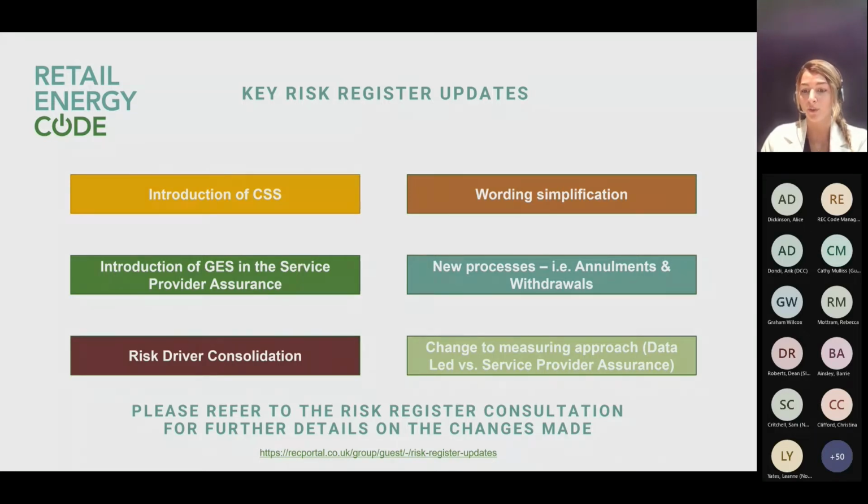There are also some new processes that came in, annulments and withdrawals, and we've also added these to the risk register. And last but not least, we've also changed some of our approach to measuring these risks from data-led to service provider assurance. The link below, when we share the slides, will take you to the risk register consultation, and you'll be able to see the changes made. But the actual risk register, the current version, is in the REC portal as well, and the new version will be published soon. I'll pass now to Andrew to go through the PARK changes.